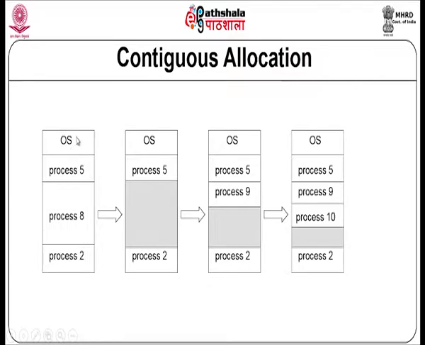You have the operating system in the main memory, and process 5, process 8 and process 2 are present in the main memory. Then process 8 goes off, it is removed, and you have one large hole here. Then process 9 comes in and is put into this hole, and the remaining place is a hole. Then another process 10 comes in and is put into the available hole, and you have some remaining space which is free. So, this is called contiguous allocation, where you have varied size partitions and the allocation is done dynamically.